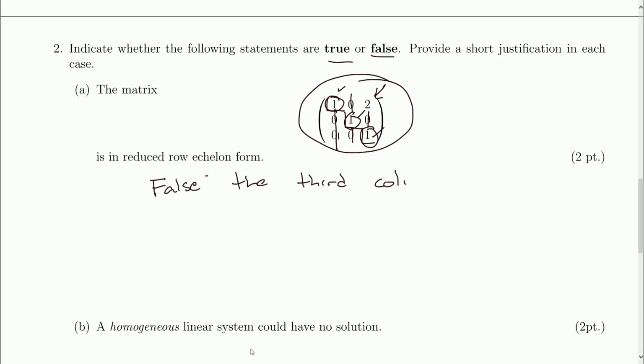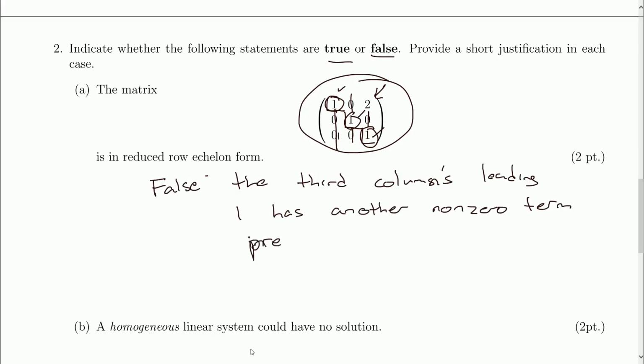The third column's leading 1 has another non-zero term present. Present in that column, I might even say.